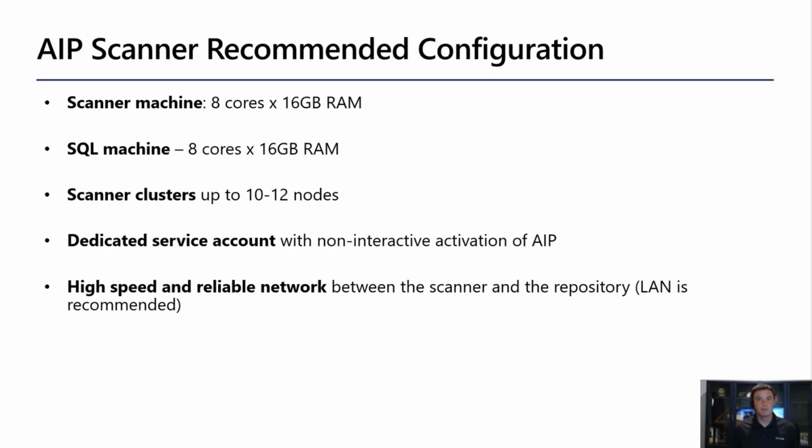We recommend that the AIP Scanner machine, as well as the SQL server, are allocated 8 CPU cores and 16 gigs of RAM. The number of nodes depends on the environment and the amount of data. For large environments, up to 10 to 12 nodes are recommended, as well as having a dedicated service account with non-interactive activations of AIP. Finally, a high-speed and reliable network is required between the scanner and the repository, whereas a local area network is preferred.